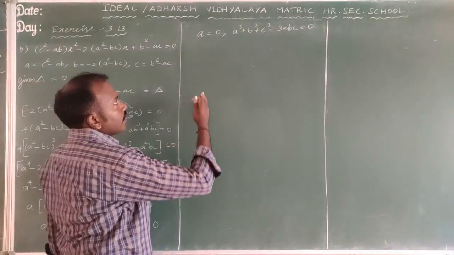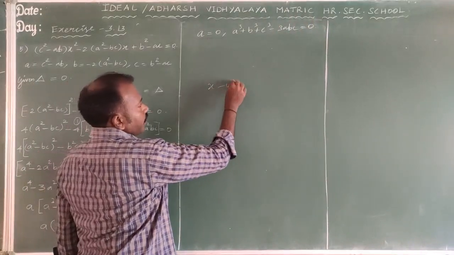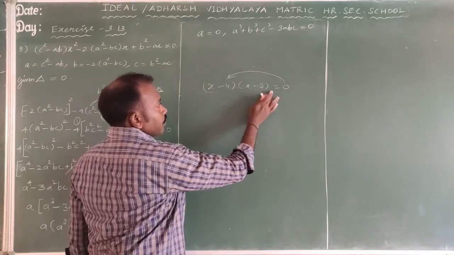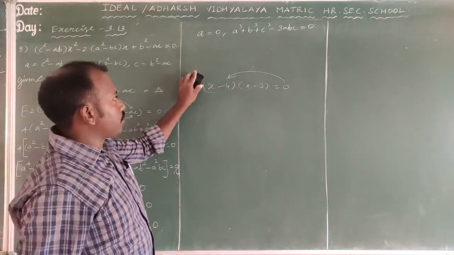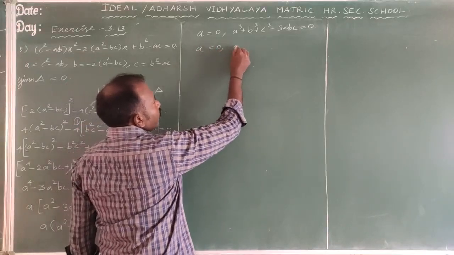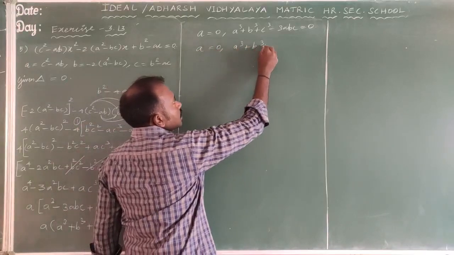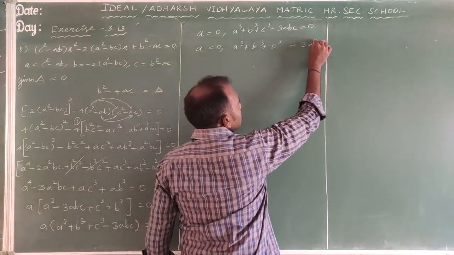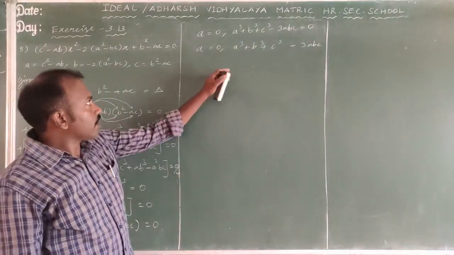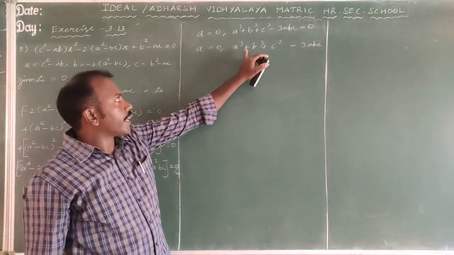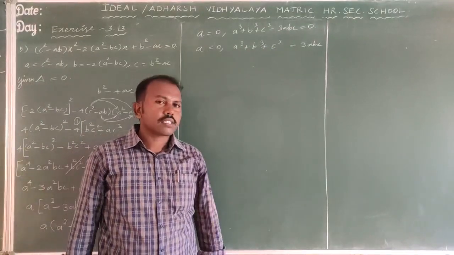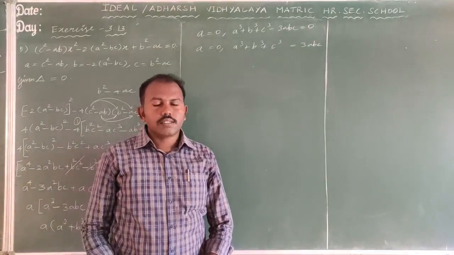We have already used this method: when (x minus 4)(x minus 3) is equal to 0, we can equate each factor separately. Same concept. Therefore a is equal to 0, comma, a cube plus b cube plus c cube is equal to 3abc, since the minus 3abc shifted to the right side becomes plus 3abc. Therefore a is equal to 0 or a cube plus b cube plus c cube is equal to 3abc. Hence it is proved. That's all. Thank you.